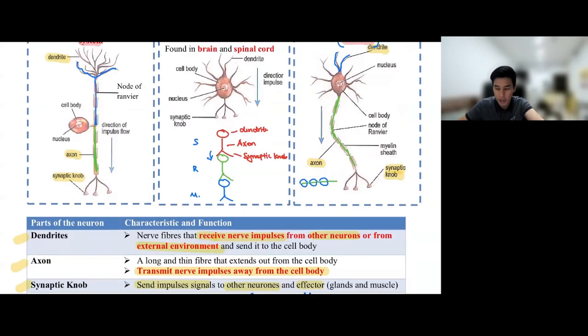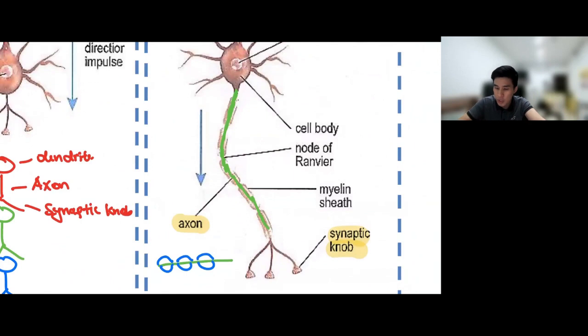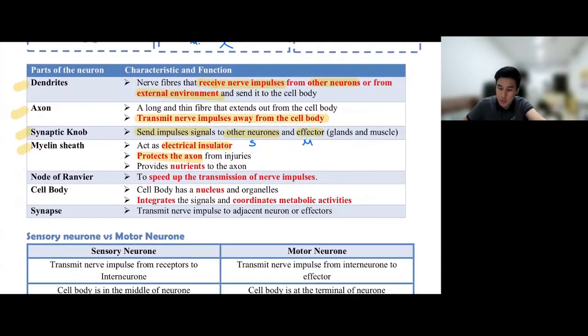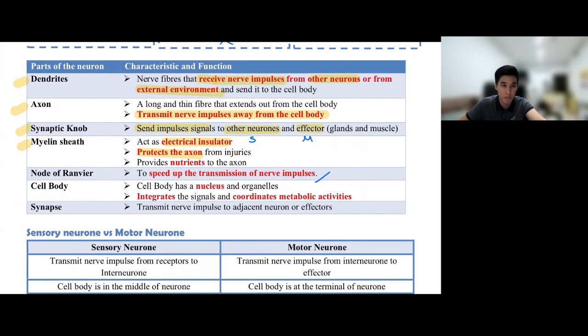Now, node of Ranvier is the gap between each of the myelin sheaths. So between each of the myelin sheaths, there's one small gap that's called node of Ranvier. Node of Ranvier, okay, so nothing much. You just remember it speeds up the transmission of nerve impulse. When the nerve impulse passes through this part, it will move faster basically. That's all you need to know lah.